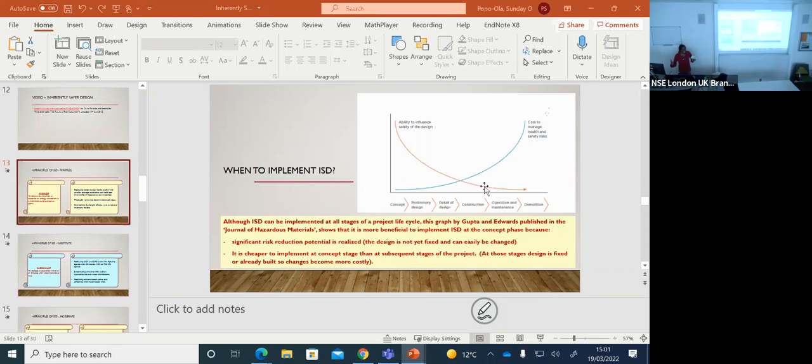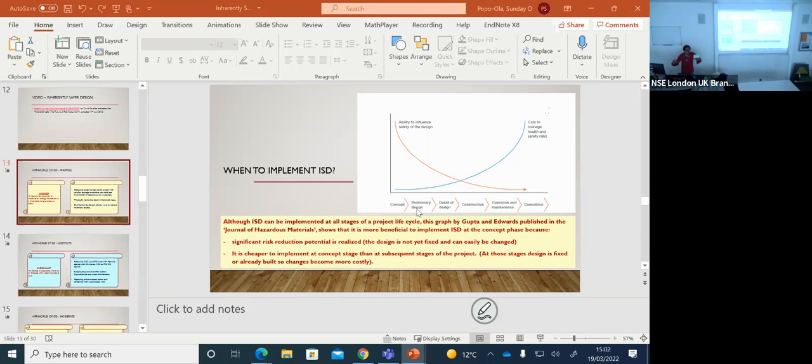The next thing is, when exactly do we implement inherently safer design? At what stage? Because everything has a life cycle, whether it's a facility or a project, there's a life cycle. Some of the gurus of safety have advised that the best time to implement inherently safer design strategy is at the concept or preliminary design phase. And what this is showing is where you spend the least money. Some people still think you're spending a lot of money, but it's actually less than doing it at construction. At the concept and preliminary design stage, it's an idea stage.